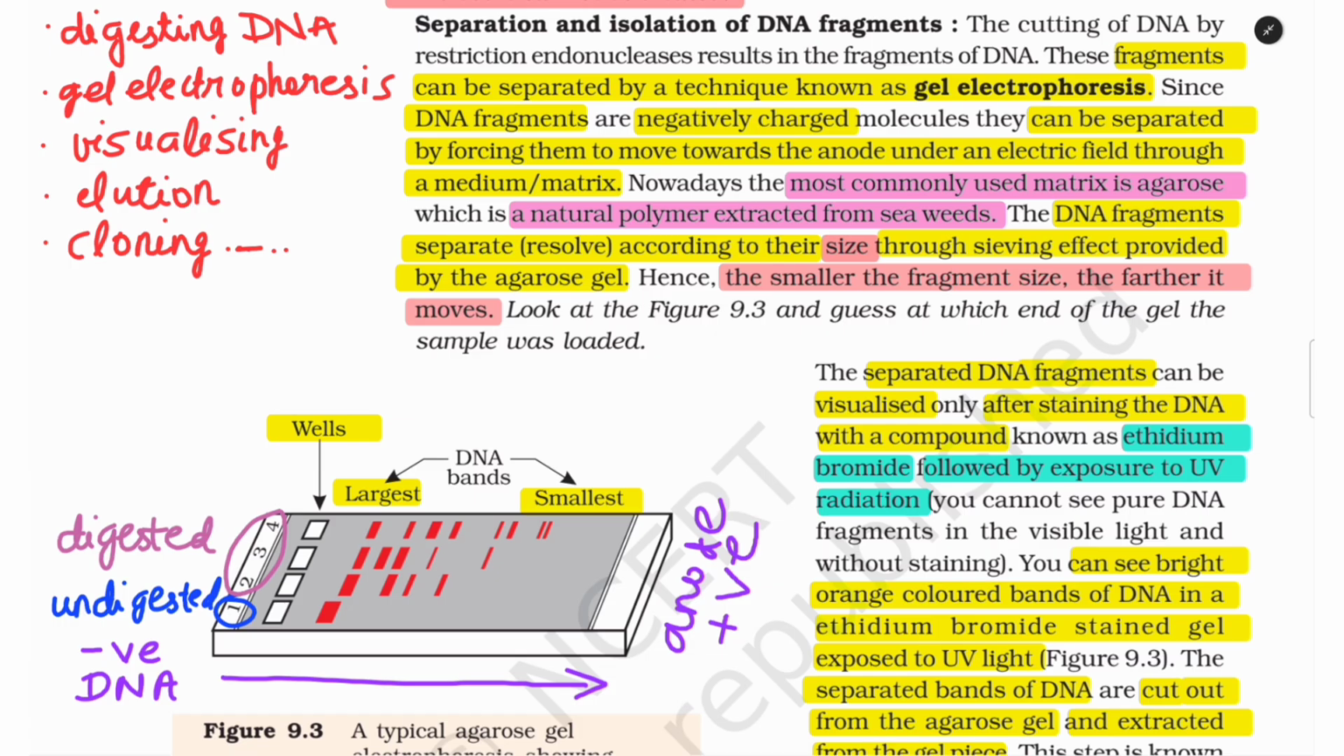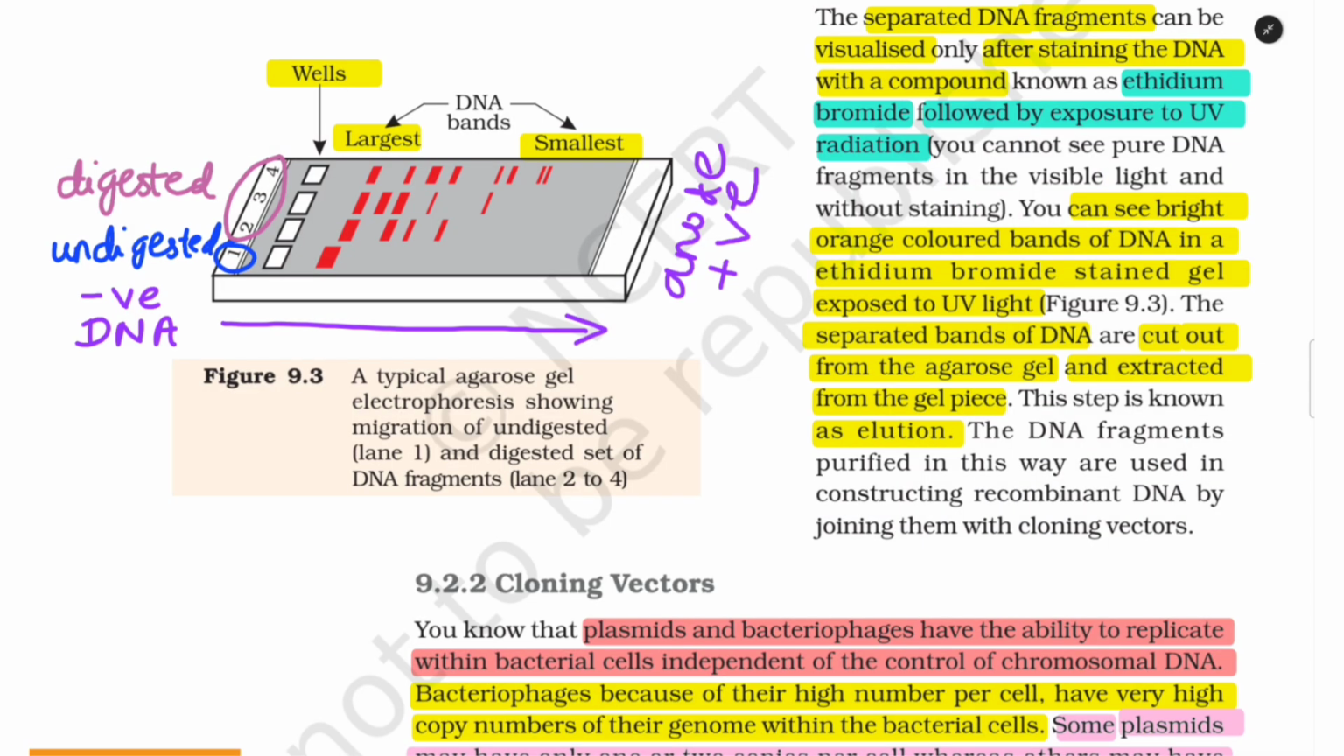Hence, the smaller the fragment, the farther it moves. Look at Figure 9.3 and guess at which end of the gel the sample was loaded. The separated DNA fragments can be visualized only after staining the DNA with a compound known as ethidium bromide, followed by exposure to UV radiation. You cannot see pure DNA fragments in the visible light and without staining.